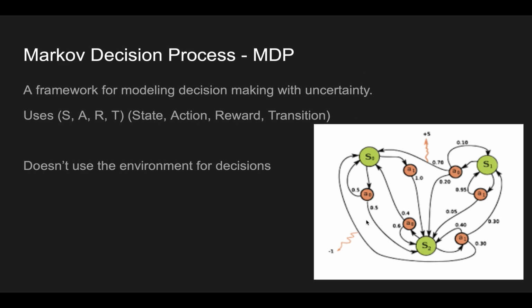The problem with using an MDP by itself is it doesn't use the environment of the specific network to make its decisions, and it needs an algorithm to help find the best policy. This is why we use reinforcement learning to find the optimal path within a Markov decision process.